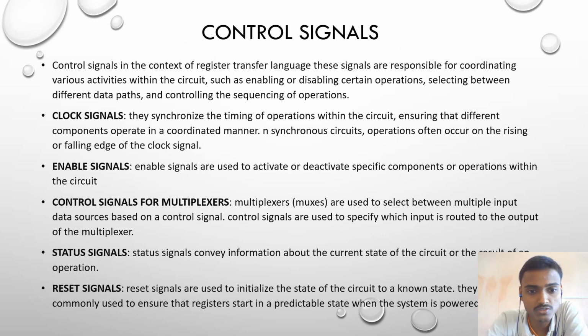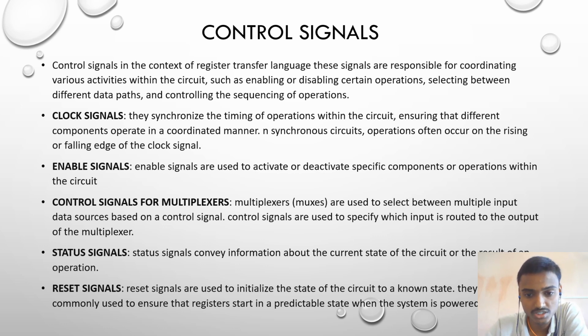Control signals in the context of register transfer language are responsible for coordinating various activities within the circuits, such as enabling and disabling the operation, selecting between different data paths, and controlling the sequence of operations. Control signals synchronize the timing of operations within the circuit, ensuring that different components operate in a coordinated manner.